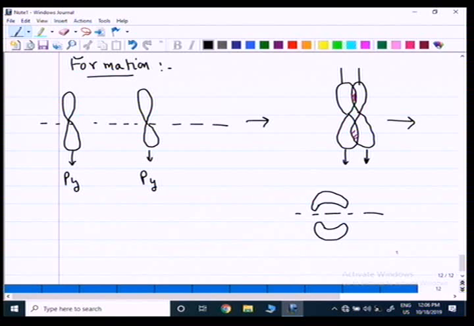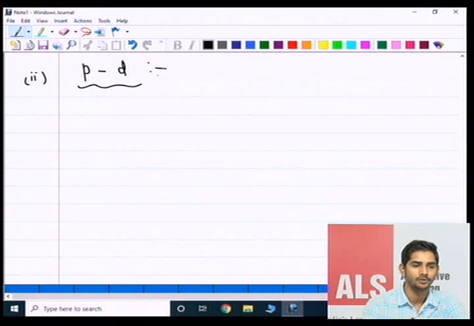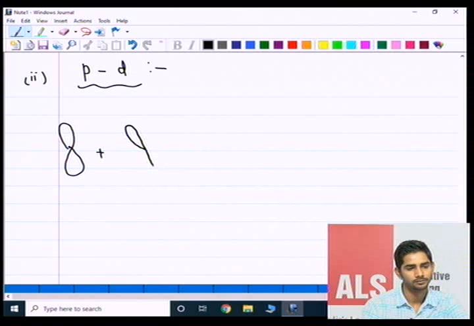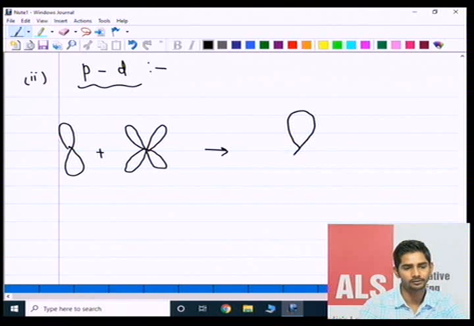Done? So guys, this is known as p-p overlapping, where one p orbital is overlapping with another p orbital. This is the first type. Number two, p-d overlapping. Look at this. This is your p orbital, and this is your d orbital. When they overlap with each other, after the overlapping, they will look like this.